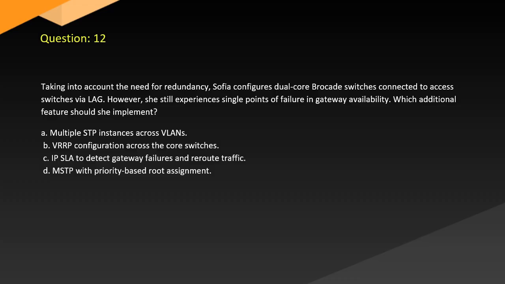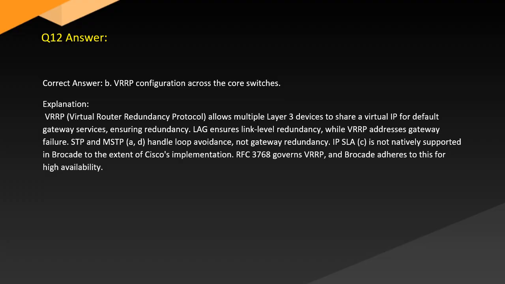priority-based route assignment. Answer. Correct answer: B. VRRP configuration across the core switches. Explanation: VRRP, the Virtual Router Redundancy Protocol, allows multiple Layer 3 devices to share a virtual IP for default gateway services, ensuring redundancy. LAG ensures link-level redundancy, not gateway failure. STP and MSTP, A and D, handle loop avoidance, not gateway redundancy. IPLA, C, is not natively supported in Brocade to the extent of Cisco's implementation. RFC 3768 governs VRRP; Brocade adheres to this for high availability.